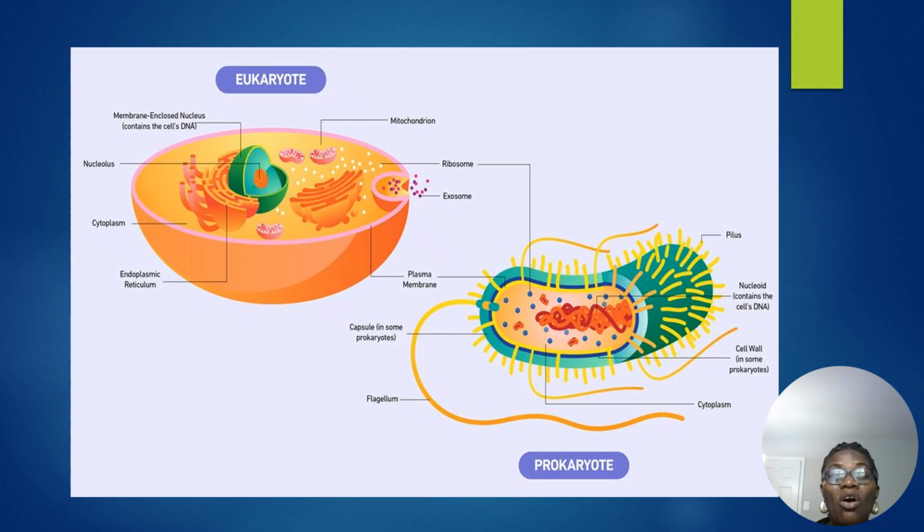It has more organelles within. That is, it has so many organelles like the ones I've mentioned. While the prokaryotic cell, which is the one below towards the right, does not have as many organelles within as we have in the case of the eukaryotes. So the eukaryotic cells are usually more complex than the prokaryotic cells.